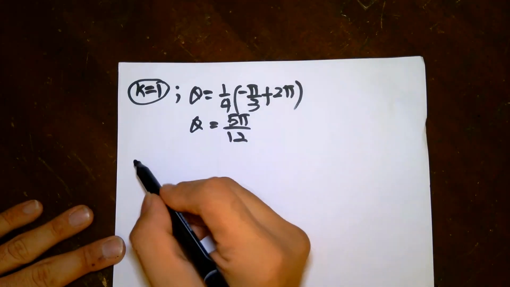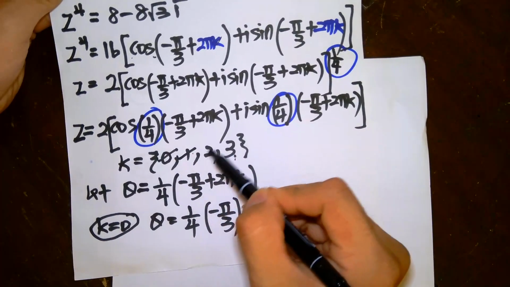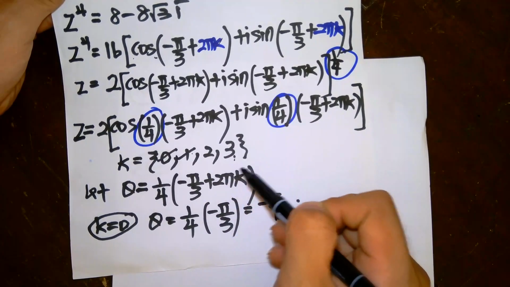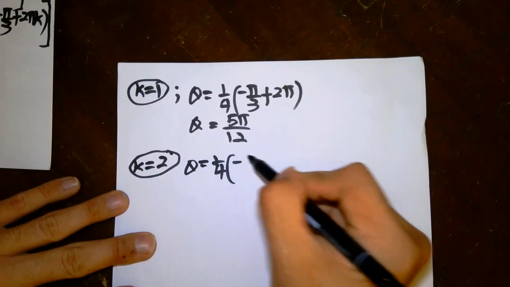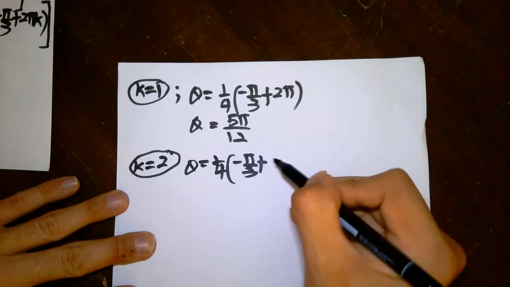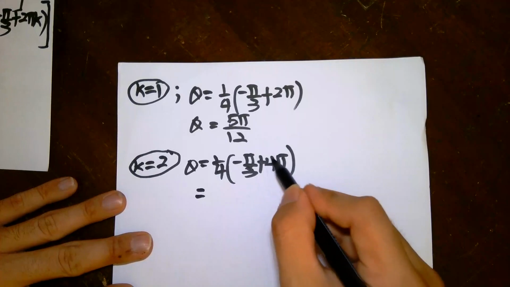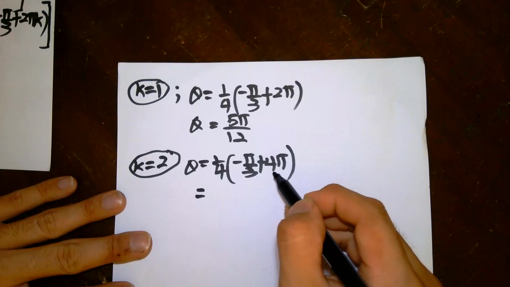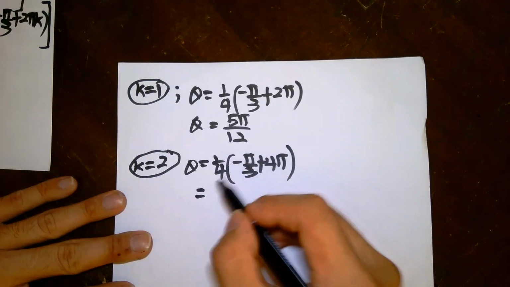So now we find the third theta when k equals 2, right? When k equals 2, substituting 2, you get 4 pi, 2 pi times 2. So theta equals 1/4 times negative pi over 3 plus 4 pi. So 12 over 3 minus 1/3, so 11 over 3 multiplied with 1/4.